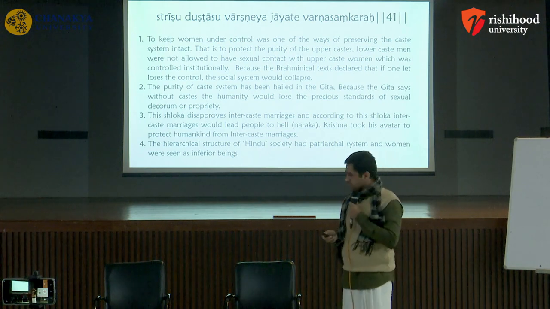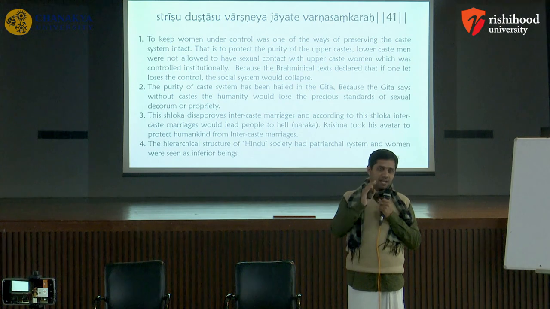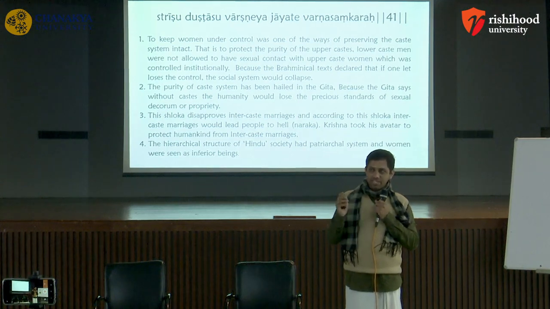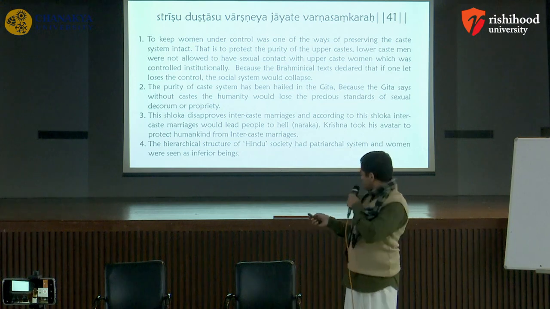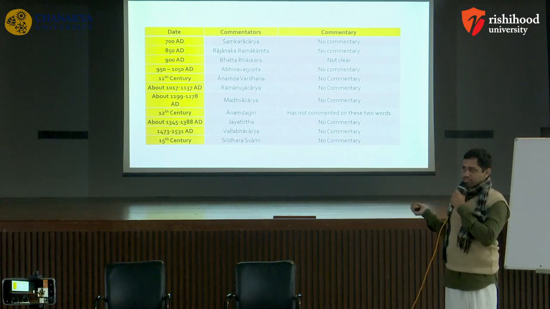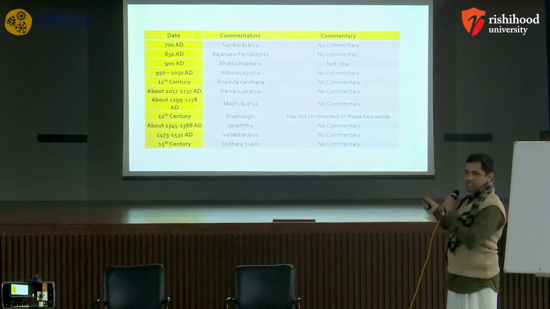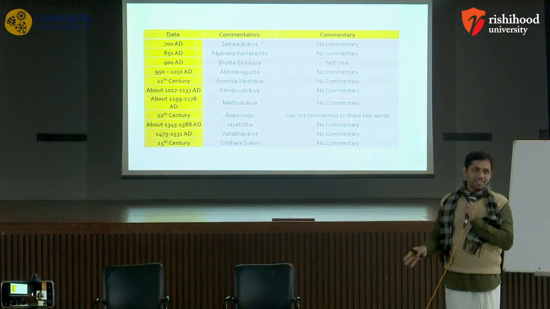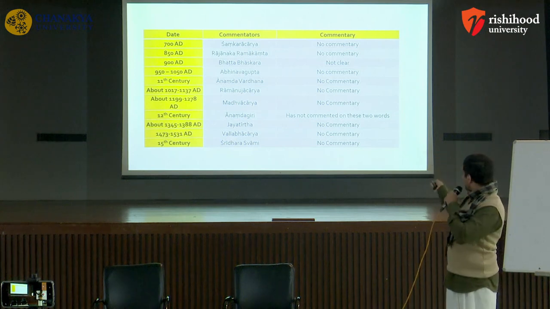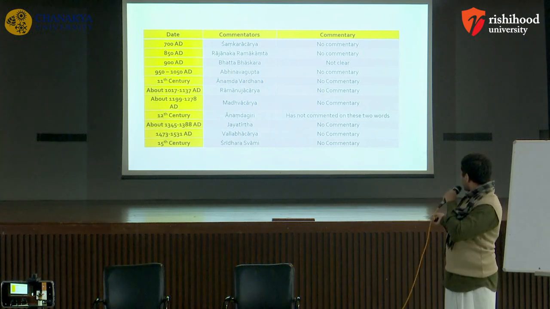So now let us see how traditional scholars understood this shloka. Because it is in the Bhagavad Gita, and from the 6th century onwards we find bhashyas on the Bhagavad Gita. So our commentaries are there, and we can see how they tried to understand it. But the interesting thing is, we looked into all commentaries of the Bhagavad Gita from the 7th century onwards, and no one commented on this shloka. Shankaracharya, then Ramakantha, Bhatta, it includes scholars from Kashmir through Kanyakumari. Shankaracharya was considered a Keralite, and some were from Kashmir, like Bhatta Bhaskara and Abhinavagupta. So no one commented on this shloka: Bhatta Bhaskara, Abhinavagupta, Anandavardhana, Ramanujacharya, Madhvacharya, Anandagiri, Jayatirtha, Vallabhacharya, Sridhara Swami.